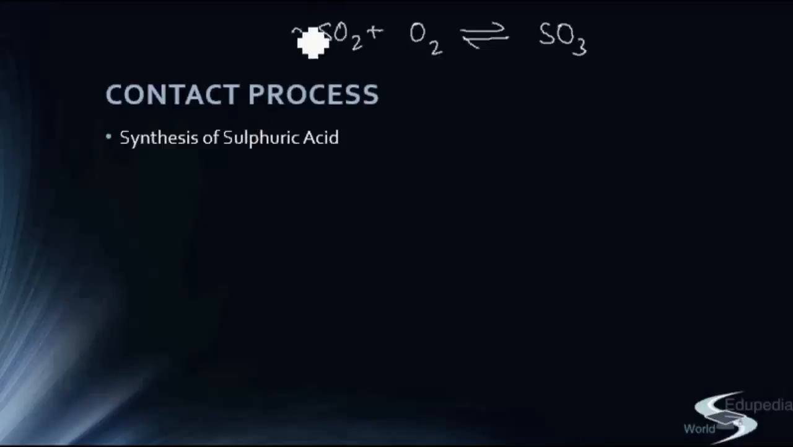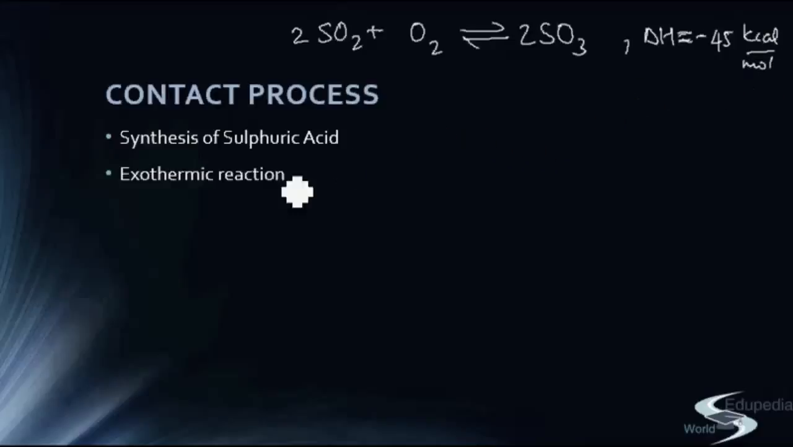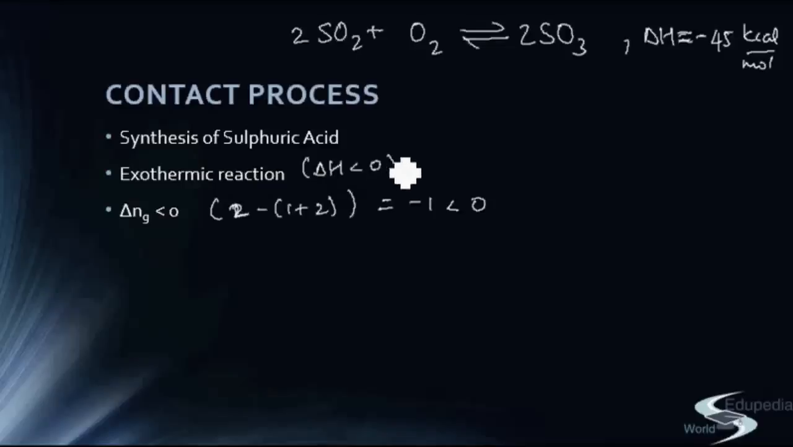This key reaction is a reversible process, which once again has a delta H value less than 0. Delta H here is around minus 45 kilocalories per mole. So this again is an exothermic reaction. Also, if we look at the delta Ng value, that is the stoichiometry of products minus stoichiometry of reactants, it is again less than 0. It is 2 minus 3, which is basically minus 1, less than 0, and an exothermic reaction because delta H is less than 0.